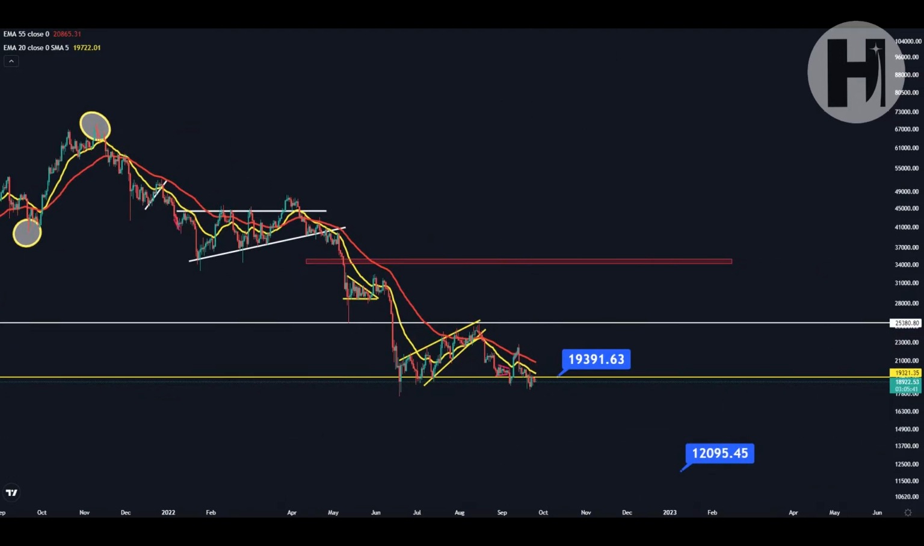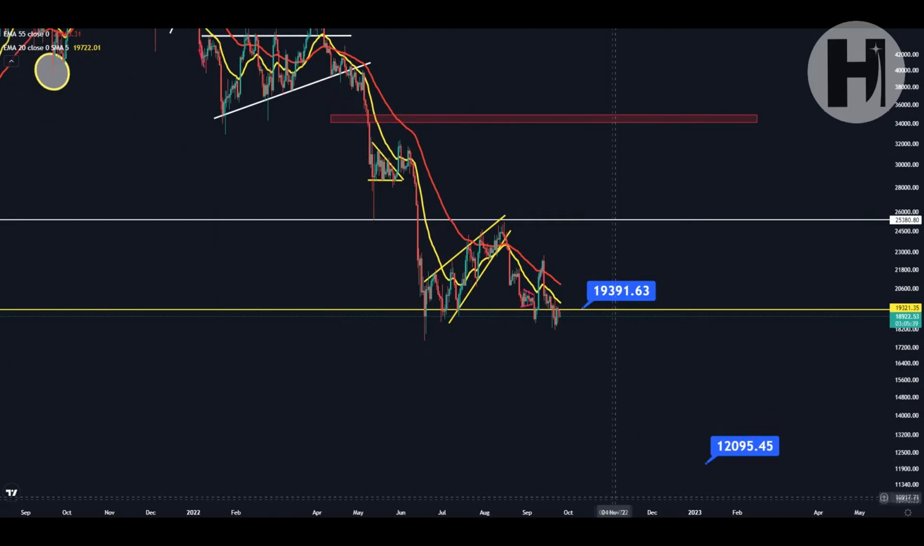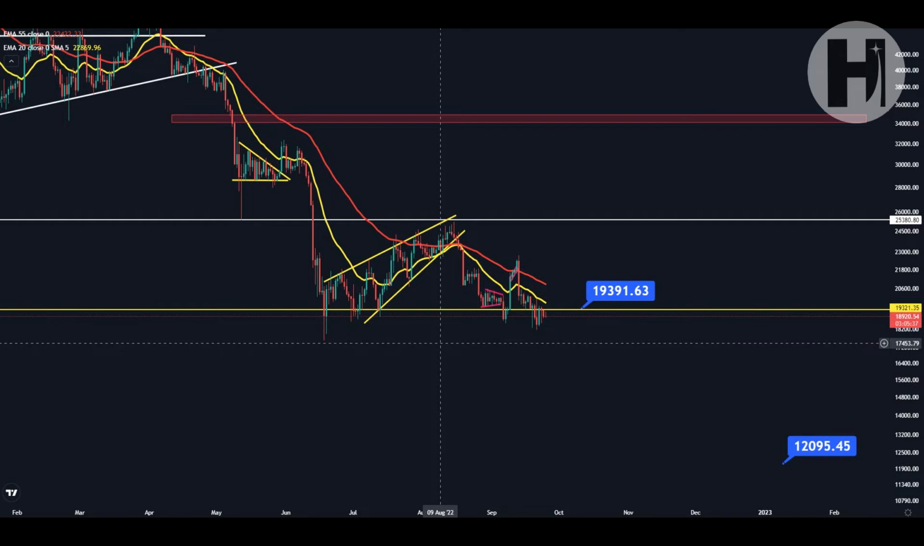So essentially, a rising wedge is the opposite of a falling wedge. Now, there's a 25% chance that you are going to break to the upside from a rising wedge.